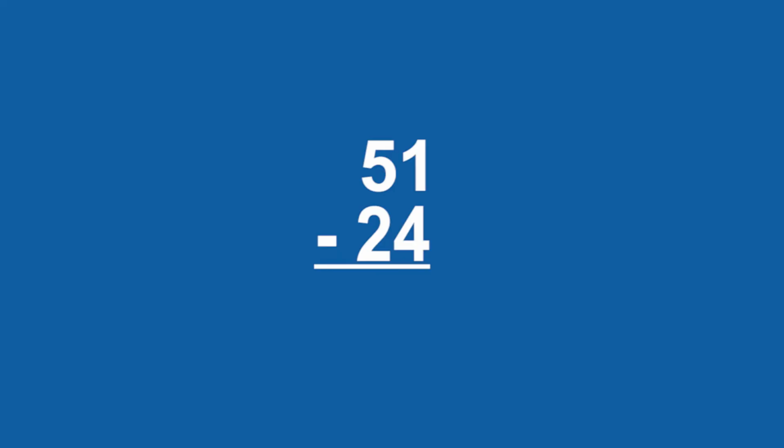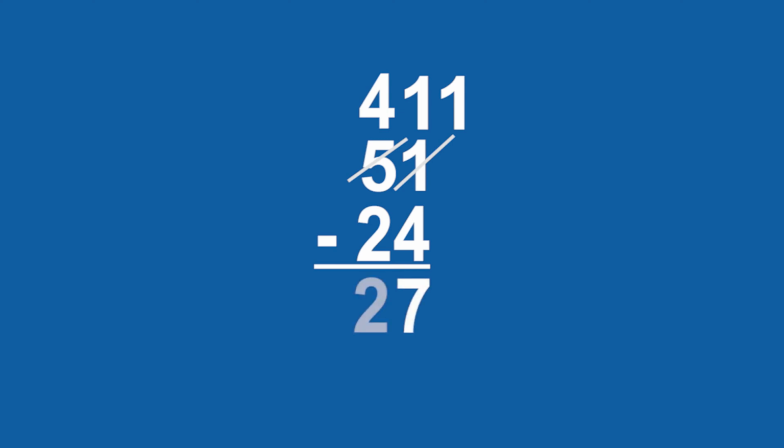Bye. Let's put our rhyme into action and regroup the problem 51 minus 24. I can't do 1 minus 4, so I need to regroup. I need to go next door and borrow 10 more. I am going to borrow from the 5 and make it a 4, and then add 10 to the 1, making it 11. Now that we have the bigger numbers up on top, we can continue. 11 minus 4 is 7, and 4 minus 2 is 2, giving us a final answer of 27.